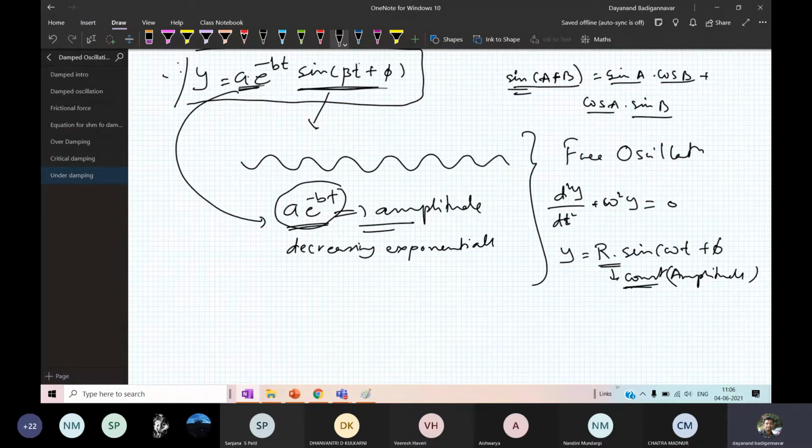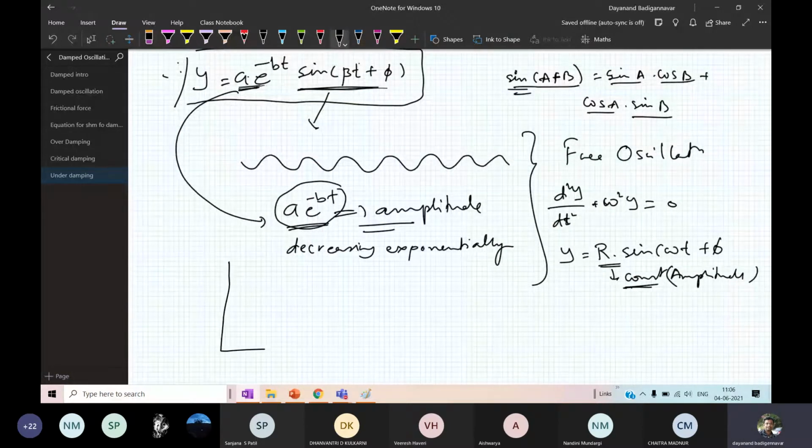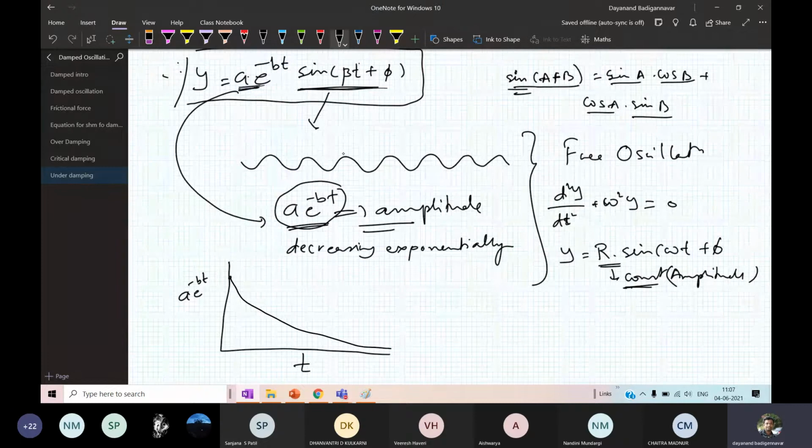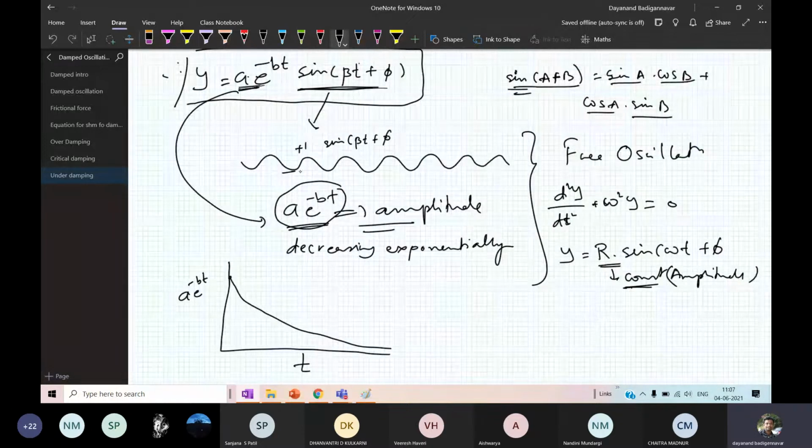So therefore, I have this exponentially decreasing signal. I can write it like this. Over the time, this equation is like this, a into e raised to minus bt. So this is the graph of it. This is sine of beta t plus phi, which is varying between +1 and -1. You're getting the point. It ranges from -infinity to +infinity in time.